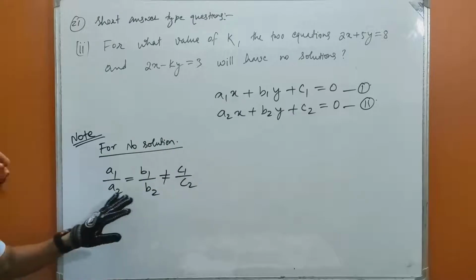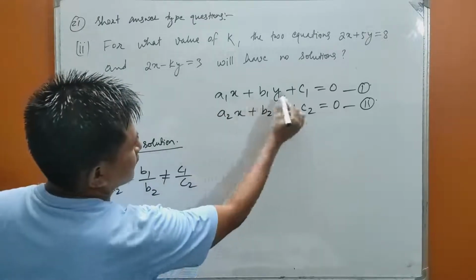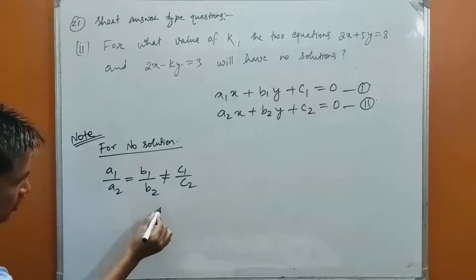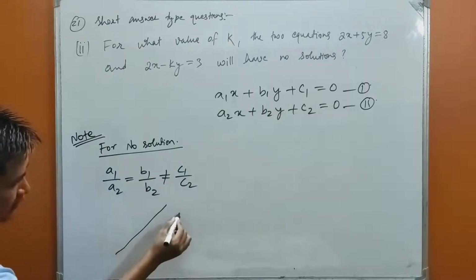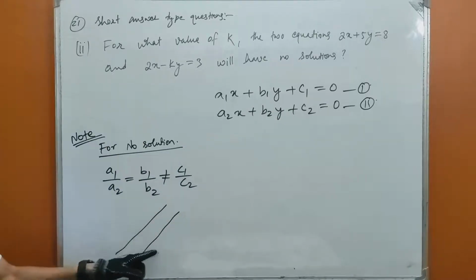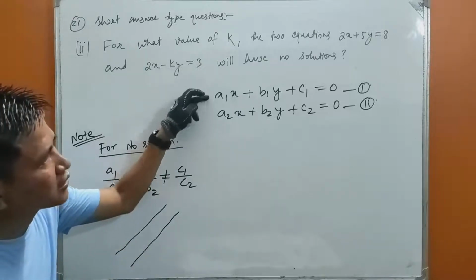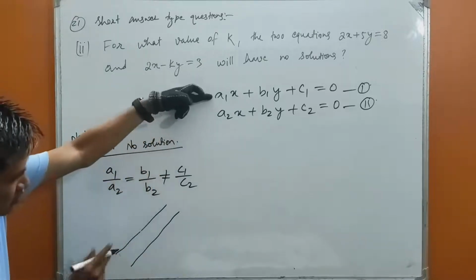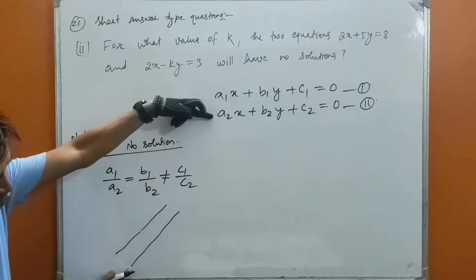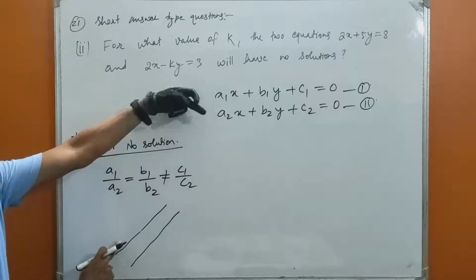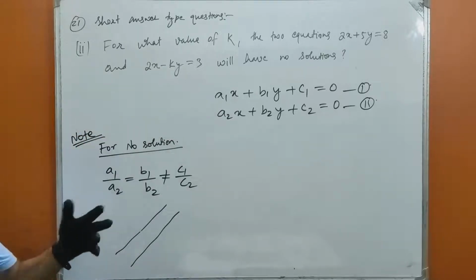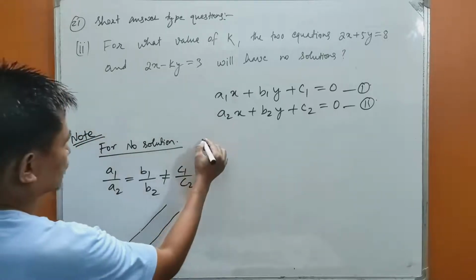That means if you plot these linear equations in graph paper, you will get two straight lines, and these two straight lines will never meet each other. Suppose this is equation 1 and this is equation 2. If you plot this in graph paper, these two lines will never meet each other, so they will have no solution. This is condition 1.